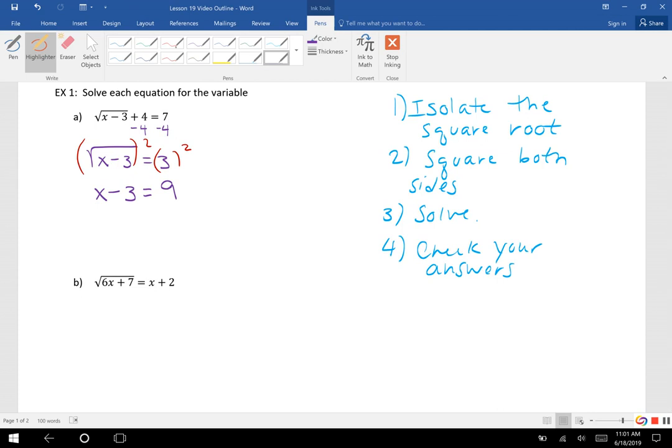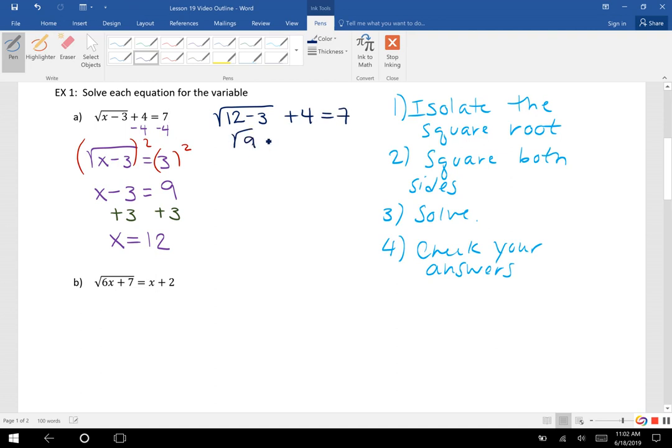And then finally, step 3, we should have something we can solve. In this case, solve just means add the 3 to both sides. And we're left with x equals 12. Now with equations with square roots, we do have to check our answers. It's possible that you might get an extraneous or a false solution. And so you want to take your final answer and put it into the original equation. So square root of 12 minus 3 plus 4 equals 7. Square root of 9 plus 4 equals 7. Oh, this one does work. 3 plus 4 equals 7. So our answer is x equals 12.